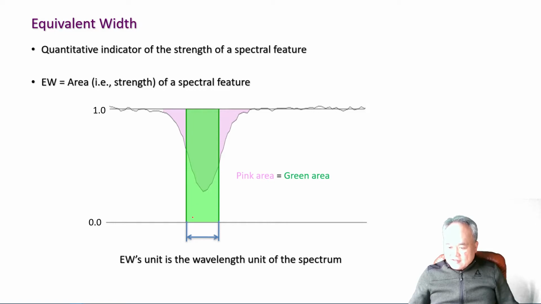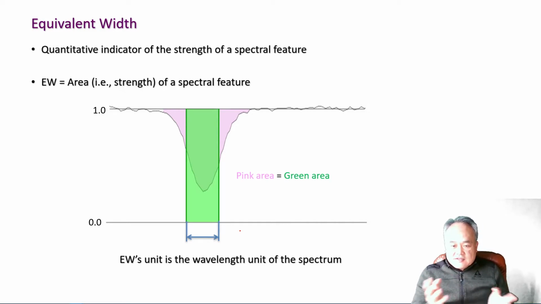In that case, the width of this rectangular shape is the equivalent width. Because the height of 1.0 is unitless, if you multiply by the equivalent width, which has the wavelength unit, that means the equivalent width should have the same unit as the displayed spectrum's wavelength unit. So if the wavelength unit of the spectrum is angstrom, then the equivalent width is in angstrom. If the wavelength unit is nanometer, then the equivalent width should also be in nanometer.